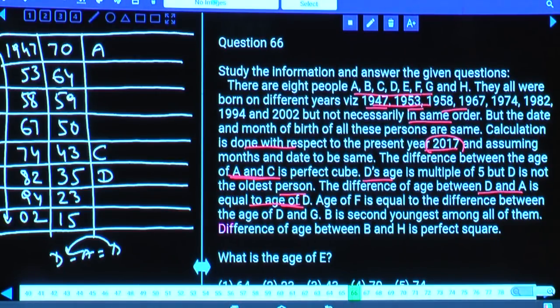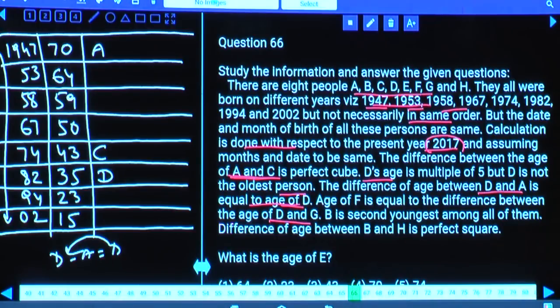The age of F is equal to the difference between D and G. Then what should be the value of this G? D is 35, and 35 minus 15, tell me what is the answer. 35 minus 15 is 20.